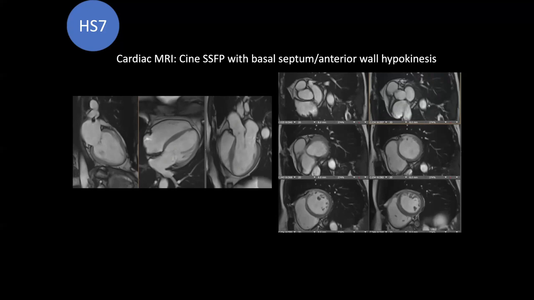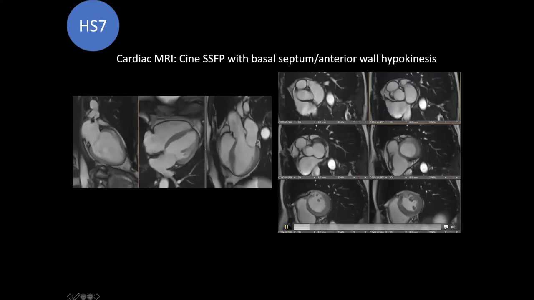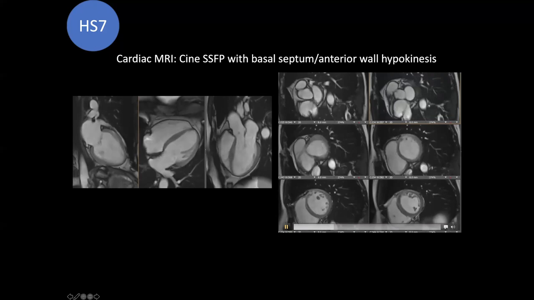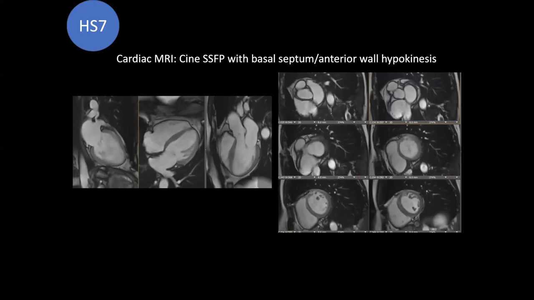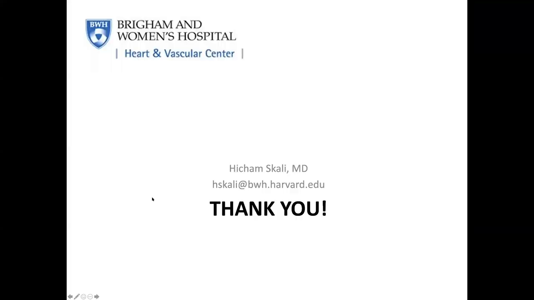These are cine SSFP, just to show that there's an akinetic, perhaps even dyskinetic, basal septum that we can see in all the projections, including in the short axis. If you go to the next one. I mean, the EF was relatively preserved.